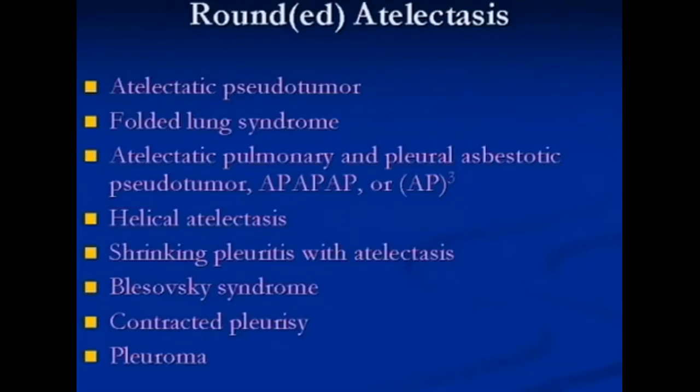First of all, I've collected every name or pseudonym for this entity, which can be called either round or rounded atelectasis. It's probably the easiest to say that. But if you go through the literature, they called it atelectatic pseudotumor, folded lung syndrome. A full name might be atelectatic pulmonary and pleural asbestotic pseudotumor, or AP, or AP cubed. Helical atelectasis, shrinking pleuritis with atelectasis, Blesovsky syndrome, because he described this in the 60s, contracted pleuroma. That's every name I can come up with for this entity.